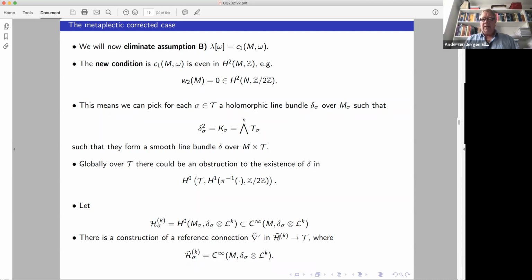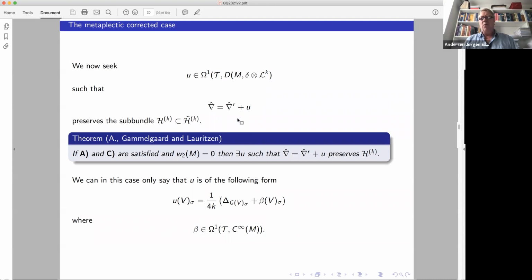And so I can do a similar thing as I did before. I can take this reference connection and look for one-forms on T with values in differential operators acting on this tensor product here. And I can ask myself, can I find a U such that it preserves this subbundle of holomorphic sections? The answer is that if A and C are satisfied and the second Stiefel-Whitney class vanishes, then there exists such a U that preserves H_K.